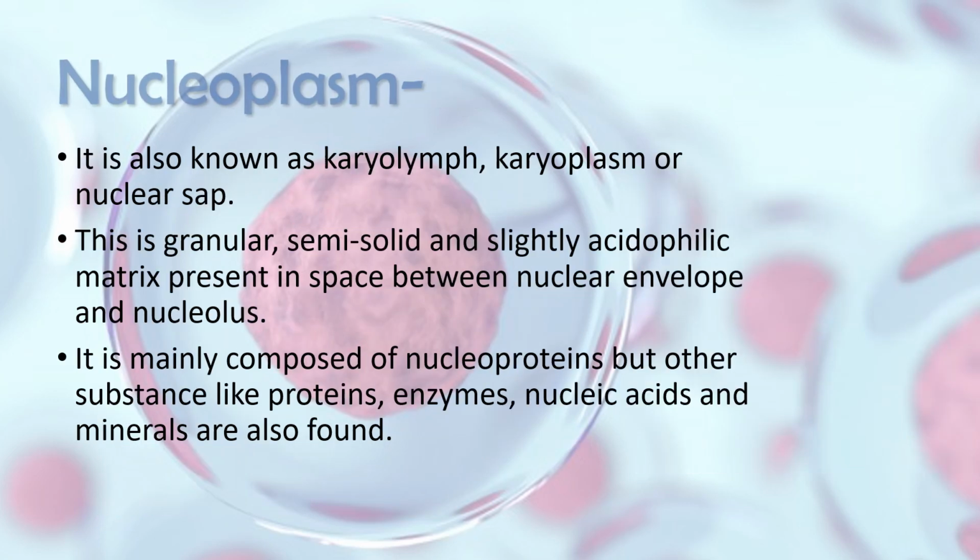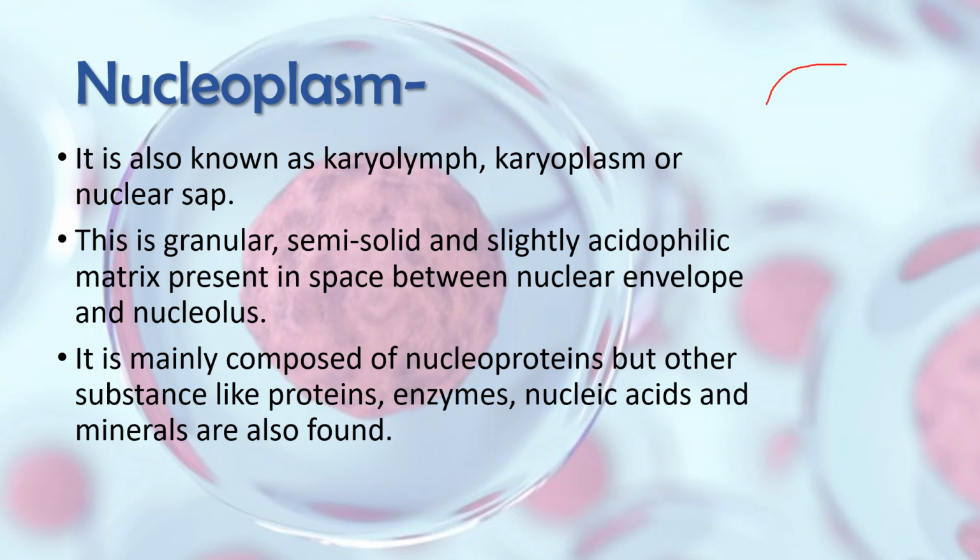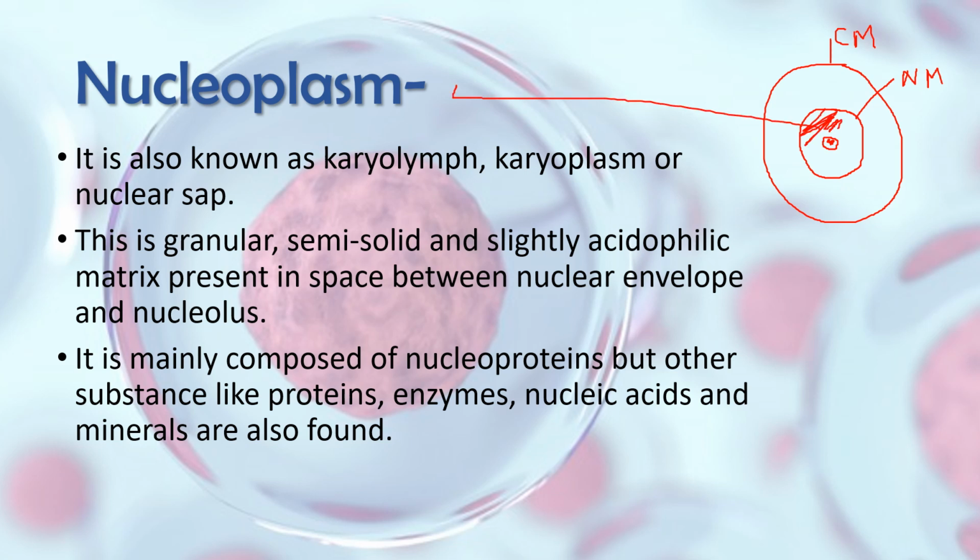So the next one is nucleoplasm. Suppose this is our cell, okay, and this is our nucleus. Inside the nucleus, there is a nucleolus. This is the cell membrane. This one is the nuclear membrane. And this is the nucleolus, okay. This nuclear membrane surrounds a fluid-like substance which is known as nucleoplasm. It is also known as karyolymph, karyoplasm, or nuclear sap.